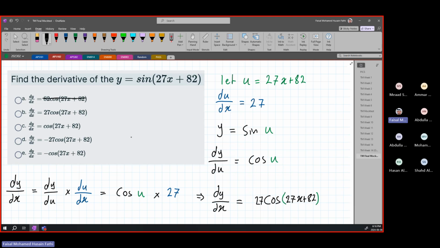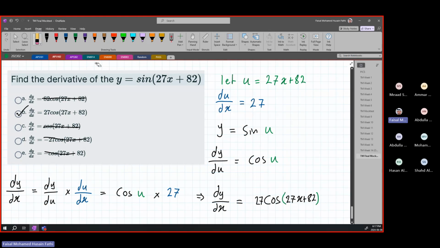So it's not this one, not this, not this, not this. So yes, it is B. All right, 27 cosine 27x plus 82. A shortcut method in the case where you just have x, you don't have x squared or x cubed or any of that. Remember, if it is just x, you can simply just take the 27 and multiply it outside, and that's it. In the case if you just have x, right?